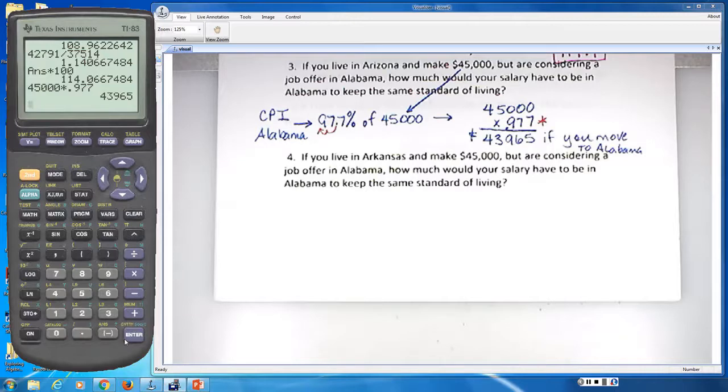Okay. So for this problem, you go back here and you use this value, and this is where you start. We're moving from Arkansas to Alabama, not Arizona to Alabama. So our reference point changes, because that's where you start, on the top.